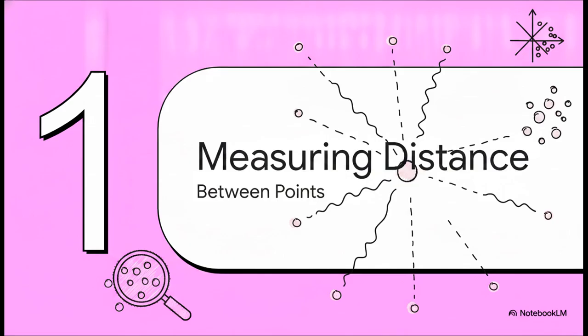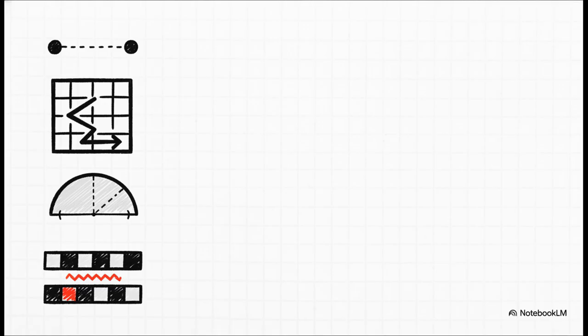Moving on to section 1, measuring distance between points. Because to make this work, the algorithm has to mathematically figure out who those closest neighbors actually are. To find those neighbors in a high-dimensional data set, the algorithm uses various mathematical similarity measures. The most common one you'll see is Euclidean distance, which calculates the standard straight-line spatial relationship between 2 points. But, depending on the data, we have a few other tools in the toolbox.